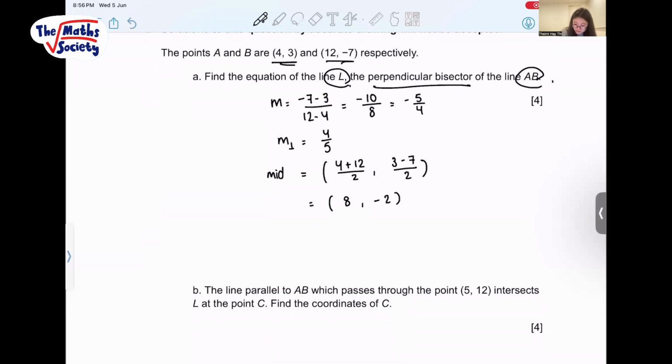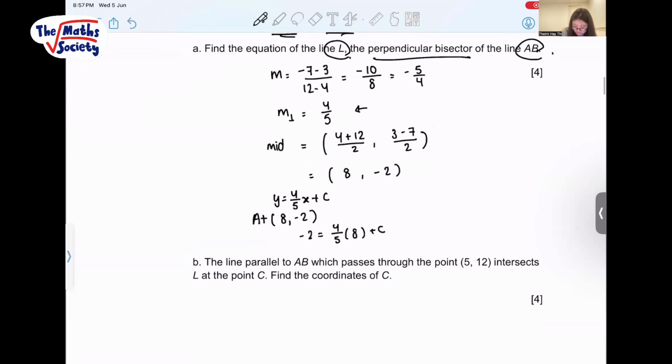So let's try putting the midpoint into the equation. So it's y equal to 4 by 5 x plus c, right? And then you have it at the midpoint, which is 8 comma minus 2. You have minus 2 equals to 4 by 5 times 8 plus c. So then minus 2 equals 32 by 5 plus c.